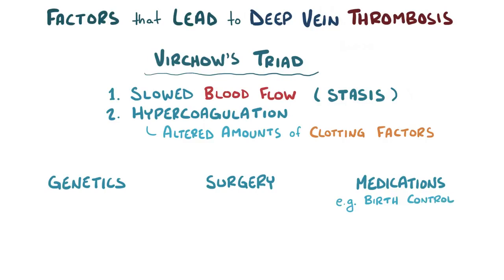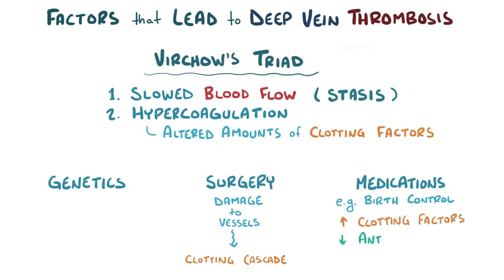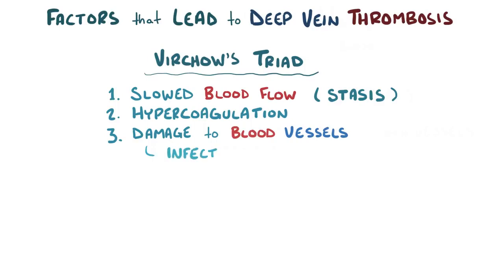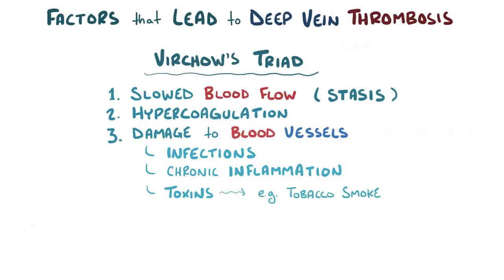During surgery, physical damage to the vessels activates the clotting cascade. And birth control pills tip the balance towards clotting because they increase the levels of clotting factors and decrease the levels of some of the anticoagulation factors like protein C and antithrombin. A third factor is damage to the endothelial cell lining of a blood vessel, which exposes tissue factor and collagen. Damage can be caused by infections, chronic inflammation, or toxins like those found in tobacco cigarettes.